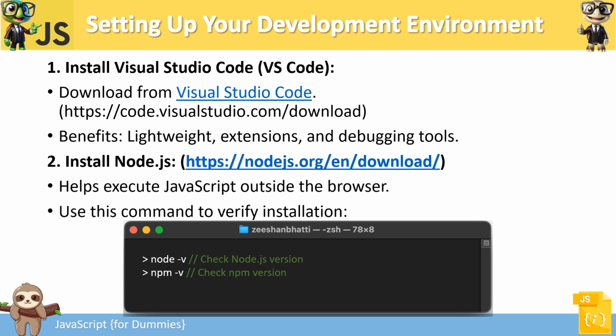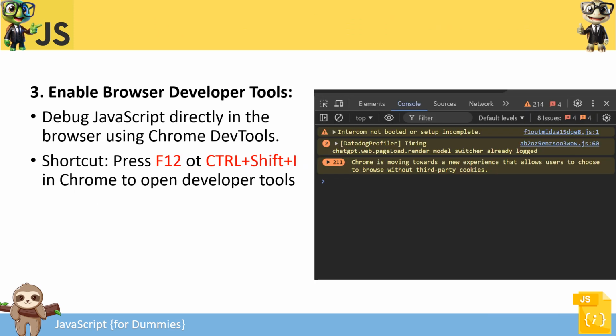You can find it. Basically, Node.js allows us to execute JavaScript outside of the browser, and you can get the output on the console directly. So you can use this command to verify the installation. Just simply type node -v in your terminal inside VS Code, and you will be able to find it.